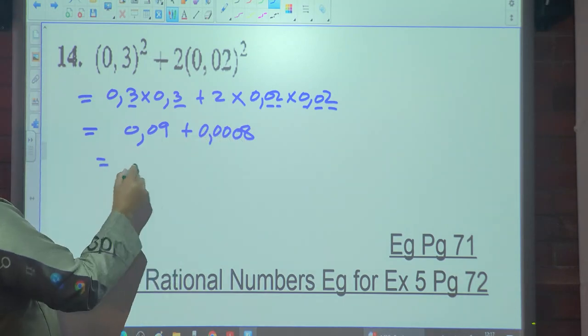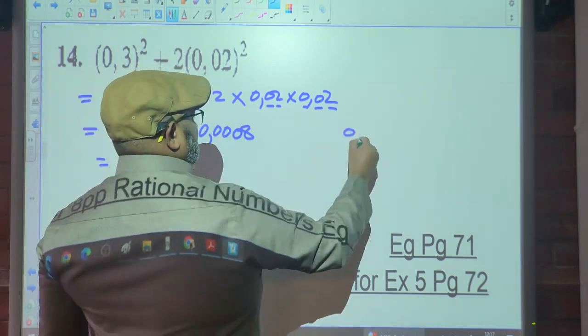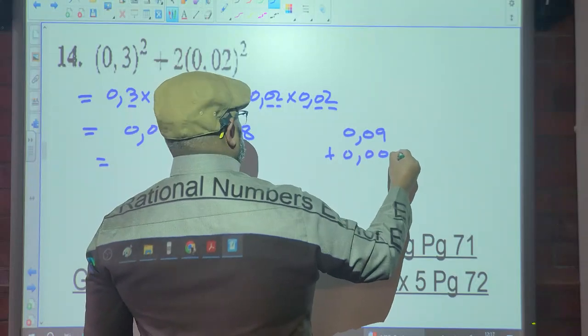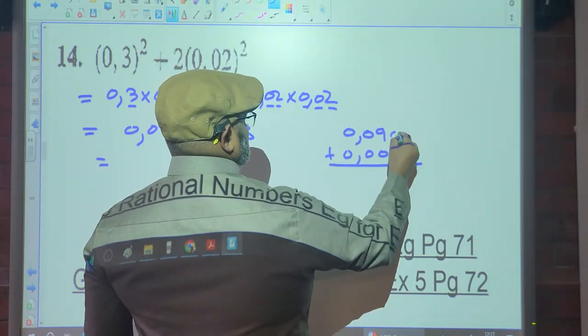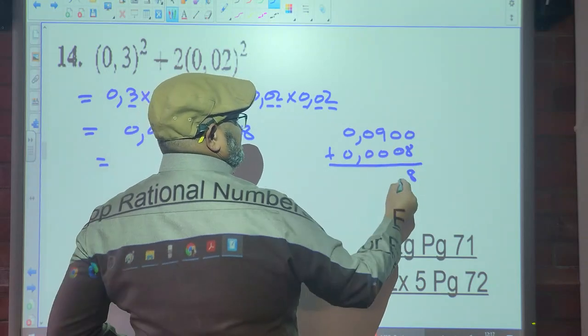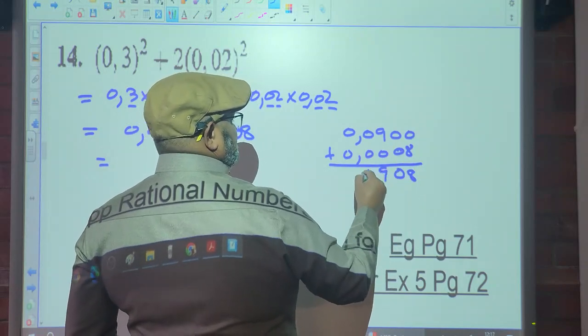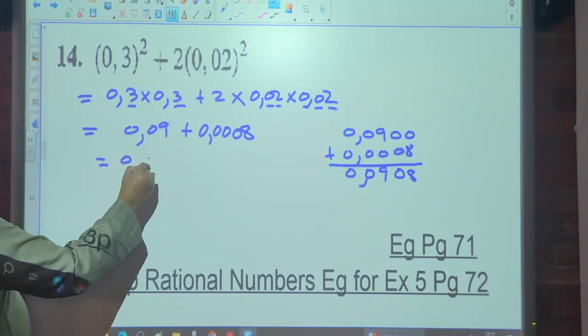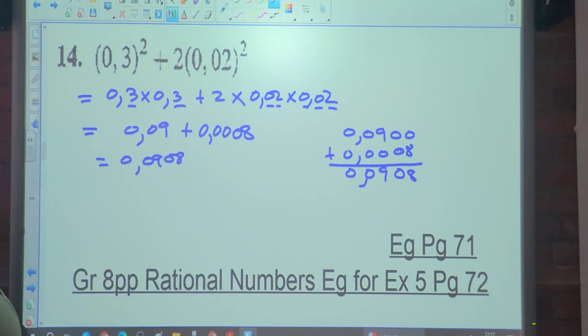So it's 0,0008. And of course, you must add it. So it's 0,09 plus 0,0008. We just add zeros there for place values. So 0 plus 8 is 8. The answer is 0,0908.